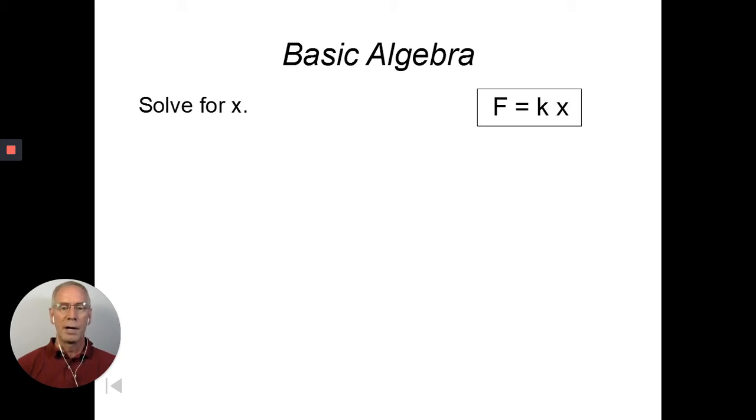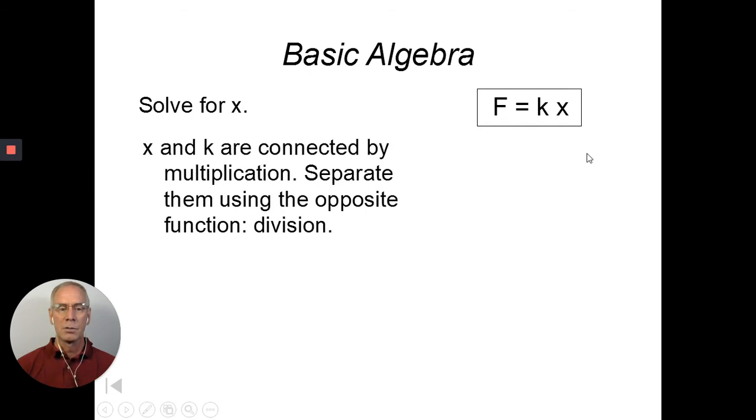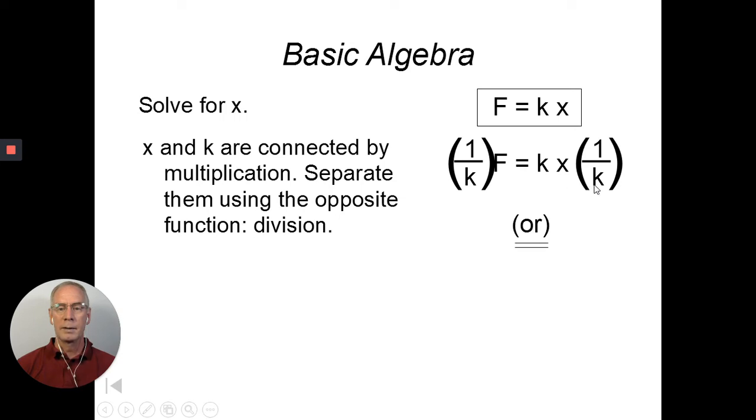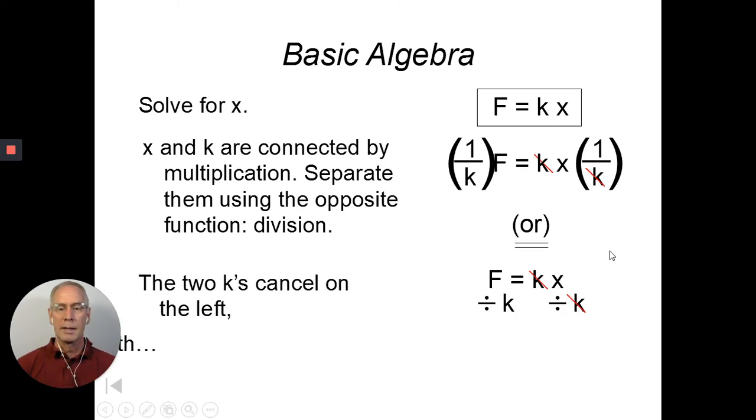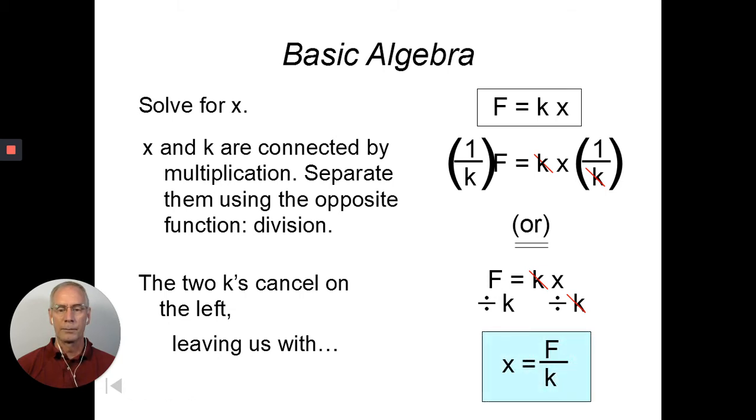How about this one? Solve for x. So f equals k times x. Well, to get x by itself, I need to divide both sides by k. So if I divide both sides by k, that's the same as multiplying by 1 over k. The k up here and the k down here cancel, and what I'm left with is f over k equals x, or x is f over k. Again, this is the kind of math I'll have to have you be able to do. I'm again assuming you can do this. I'm not a math teacher.